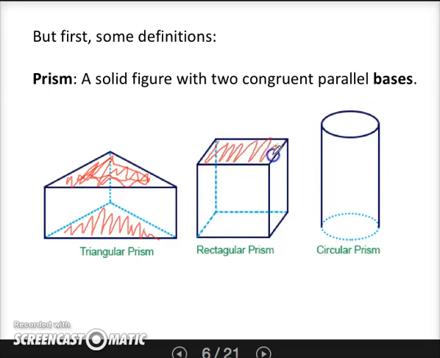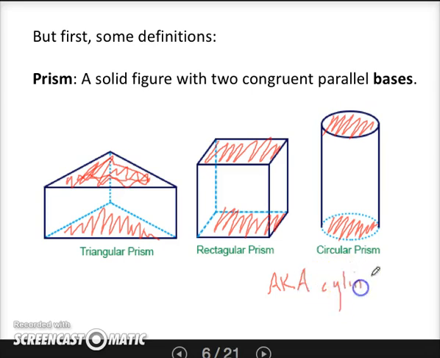This prism has two rectangles that are congruent and parallel. It's a rectangular prism. And this has two circles that are congruent and parallel, and it's a circular prism, otherwise known as a cylinder. Really, there's no difference between a cylinder and a circular prism.